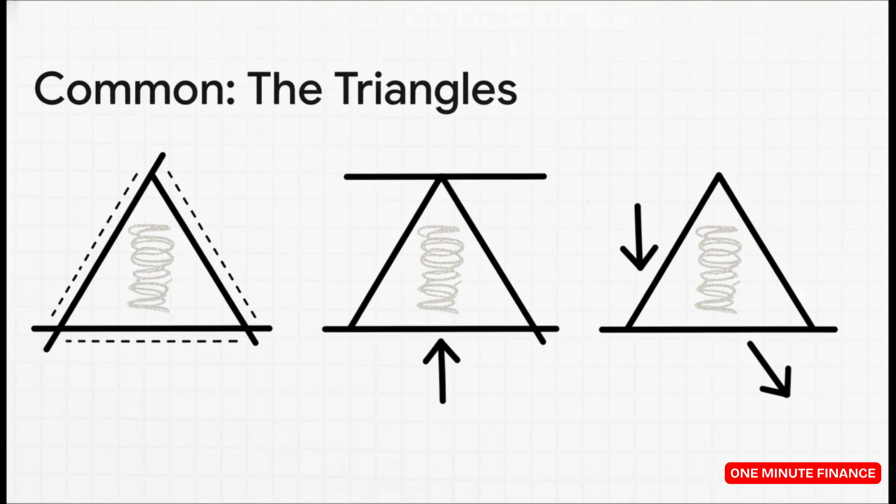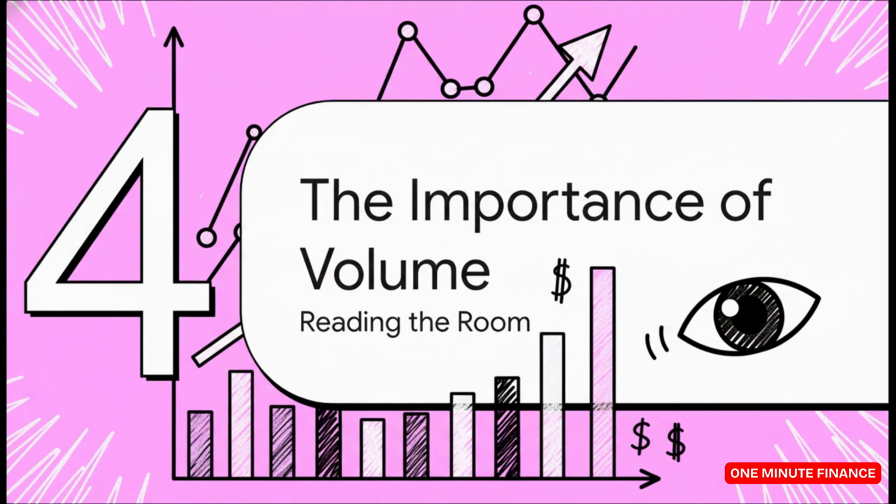Triangles are a perfect example. You'll see the price action get squeezed tighter and tighter, like a coiled spring. An ascending triangle with those rising lows, that shows buyers are getting more aggressive, and it often leads to a breakout to the upside. A descending triangle with its falling highs shows sellers are in charge, and it usually breaks to the downside.